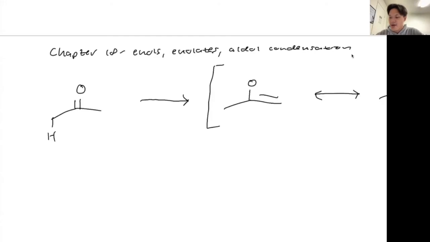Okay, hi everyone. This is going to be part 2 of chapter 18. This is going to be a longer one. Last video we were just talking about how enolates were formed, but this video we're going to be talking about how they're going to react with other carbonyl compounds, right?